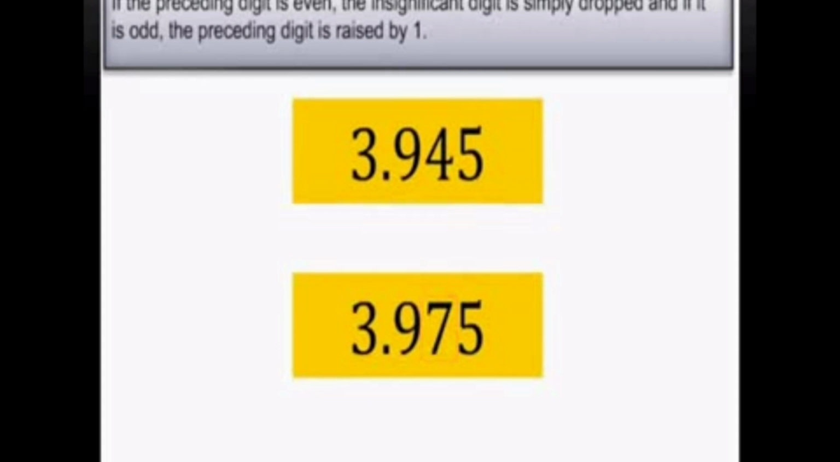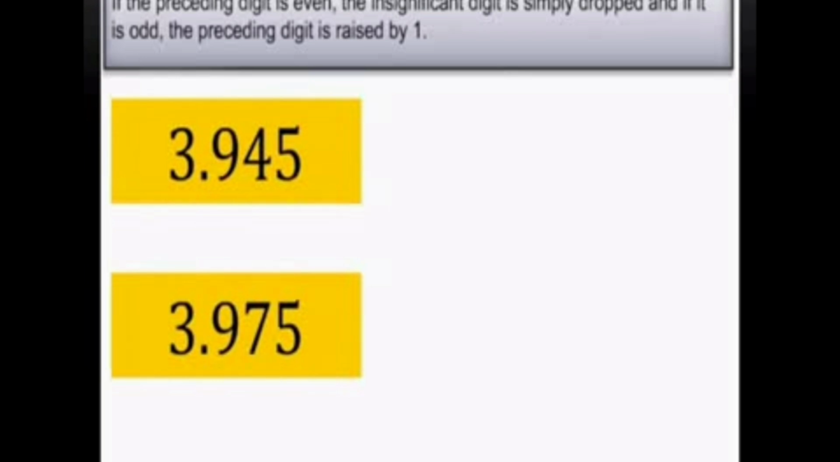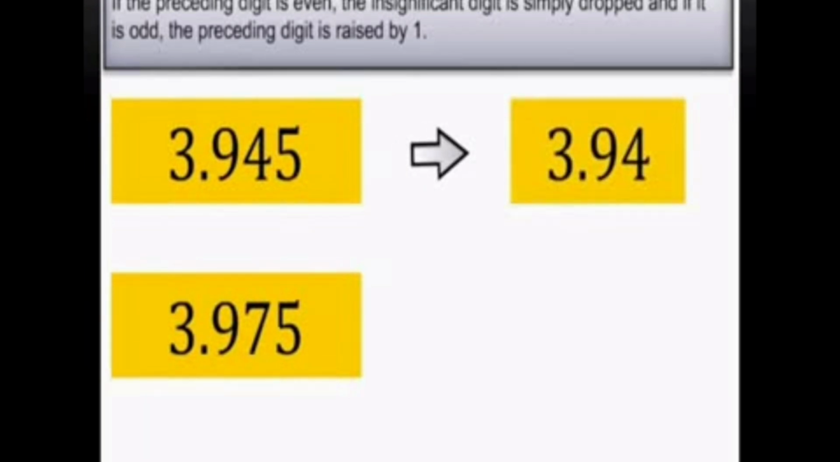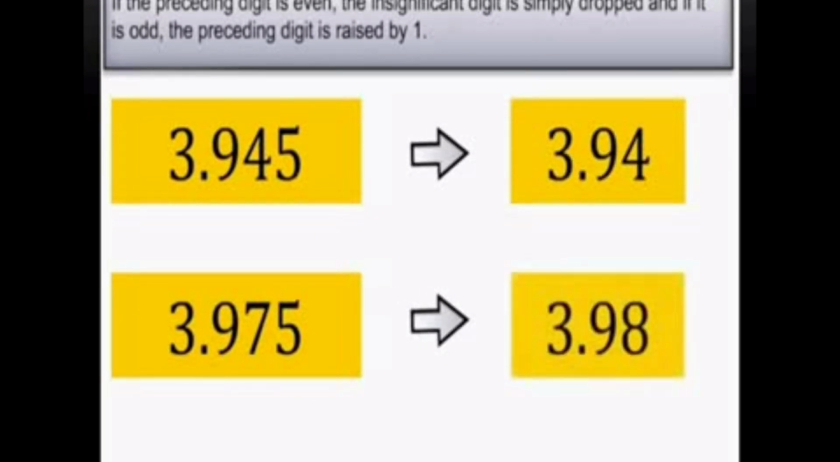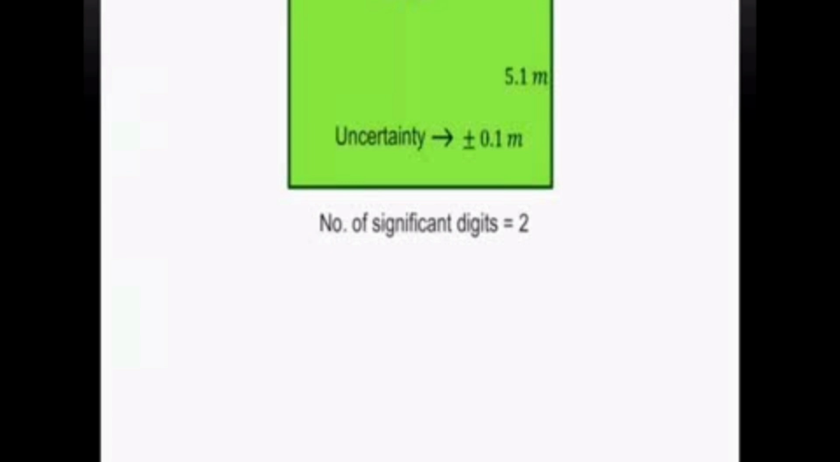Here it is a 7. It is an odd number. Odd number means we have to increase that value by one. So we can write 3.94 and 3.98. If it's an even number, you should not change anything. Suppose it's an odd number, you have to add 1. So this is a rectangular area.